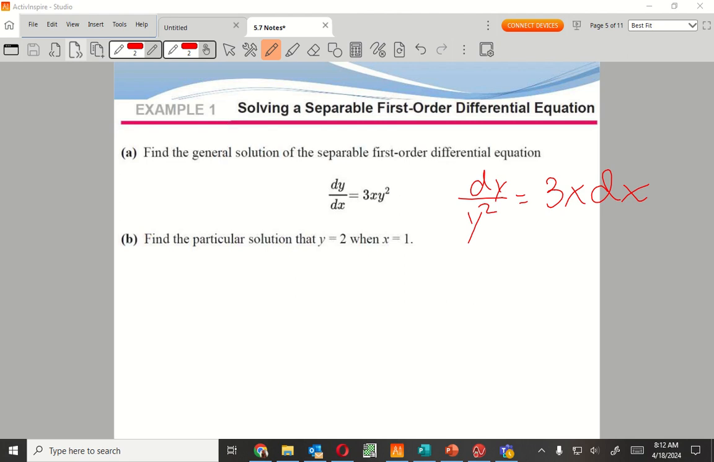So now what that means is to get the general solution, I need to integrate both sides right there. So let's integrate that right there. And don't forget, the 1 over y squared is the same as saying y to the negative 2, right? So let's integrate that.